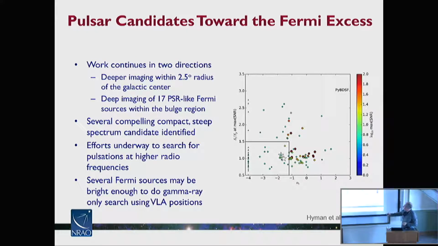And so we're going to follow this up by looking at higher radio frequencies to see if we can see them. The idea would be they've been missed in the past because they're scatter broadened, and they're in this little piece of phase space that we're still working on. And since I know the position, I can tell my Fermi colleagues, go here, search, fold the data, and see if you can find the pulsars. All right, so that's a progress report on that.